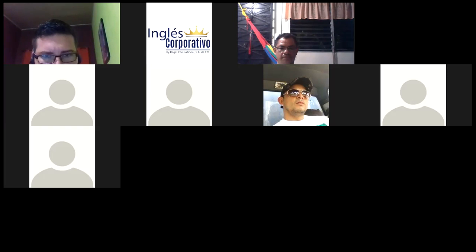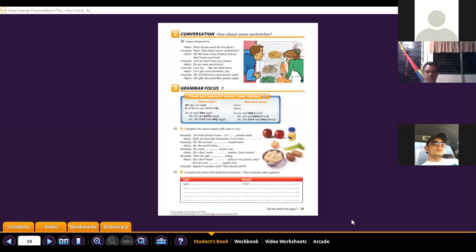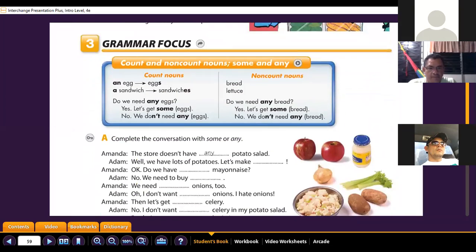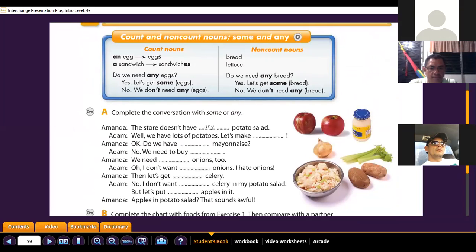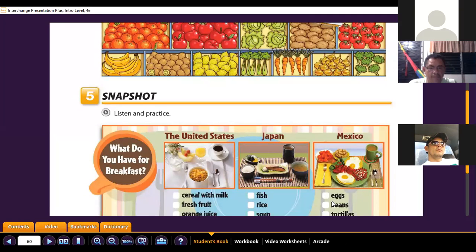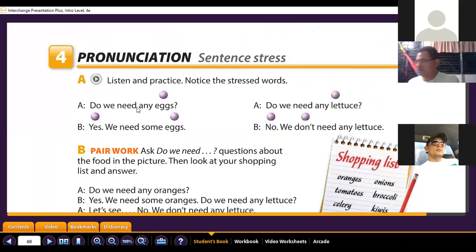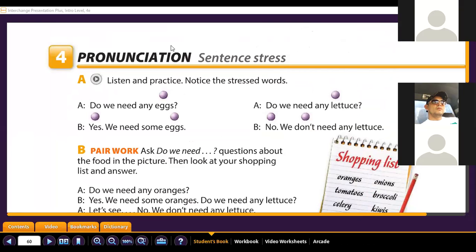Okay. Let's see here. Yesterday we said that we can use the articles a and an for singular count nouns in this exercise. We did it yesterday, right? So we have some other samples here that we can practice. Let's practice pronunciation. This exercise is aimed at practicing pronunciation. Notice the stressed words. The stressed words are the ones that have this little circle above.